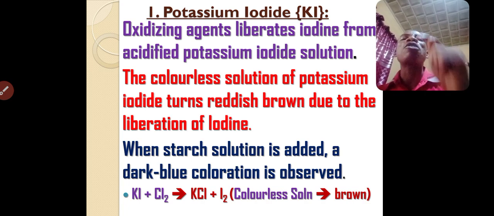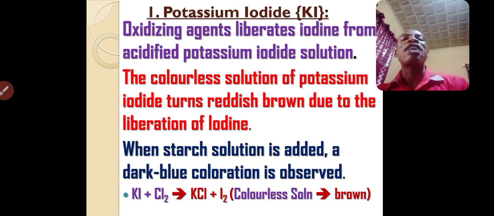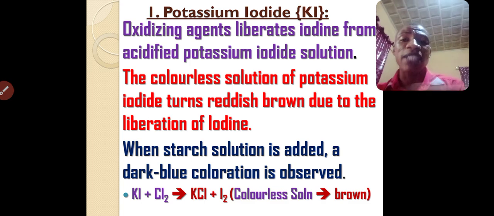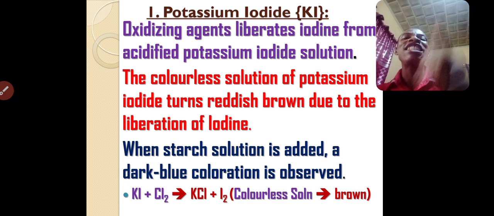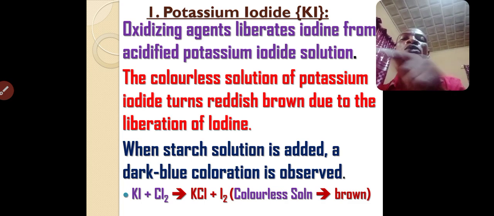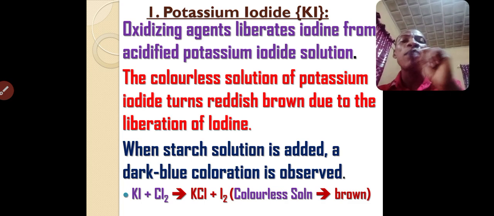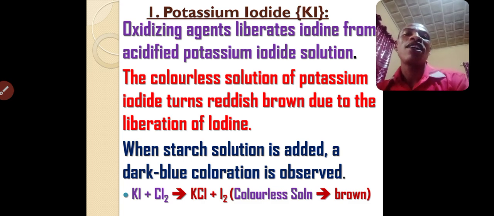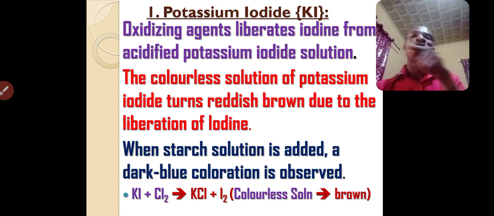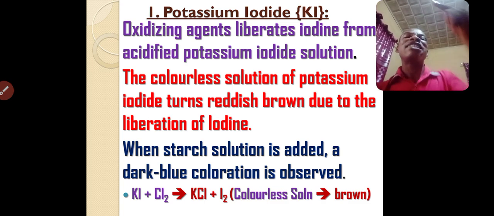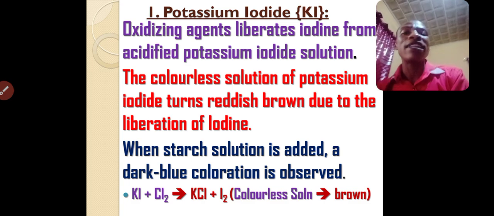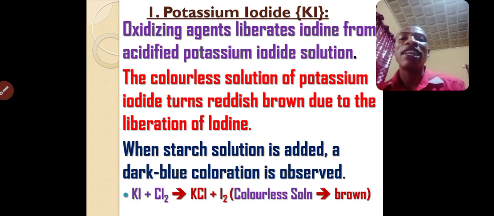When you react potassium iodide with a substance that is an oxidizing agent, iodine will be liberated, and iodine has a reddish-brown color when it's been liberated. If you add starch solution to that iodine, it gives you a blue-black coloration. That is a confirmation that iodine has been liberated, and is a sign that the compound that liberates iodine from potassium iodide is an oxidizing agent.